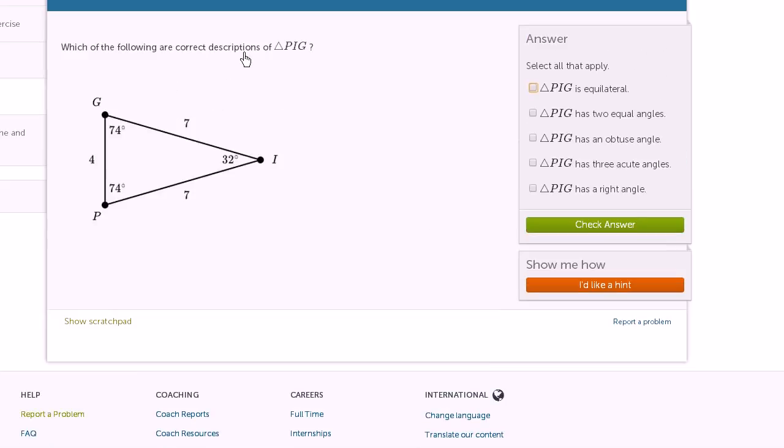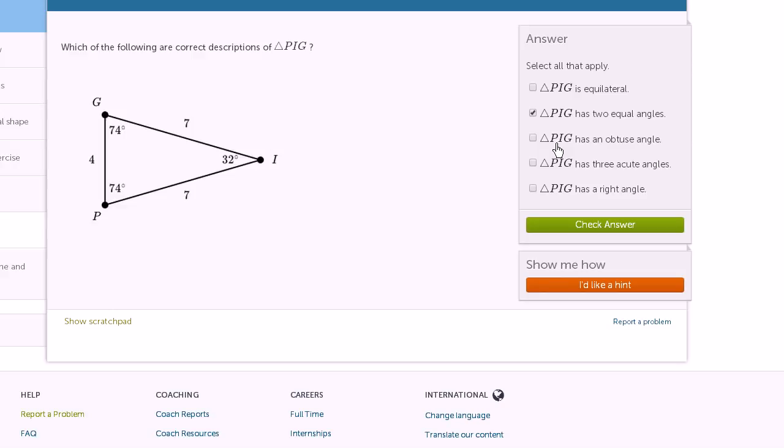Which of the following are correct descriptions of triangle PIG? Select all that apply. PIG is equilateral. Well, that's not true. To be equilateral, all the sides have to be the same length. And we see here two sides are 7, but one side has length 4. So that's not true. Triangle PIG has two equal angles. Well, we see that right over here. These two angles that are 74 degrees. So that's true.